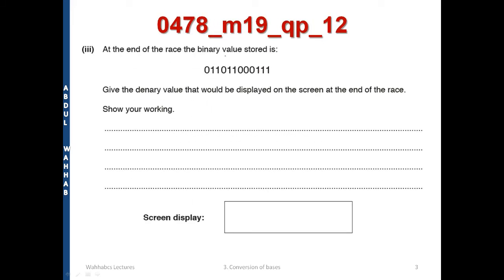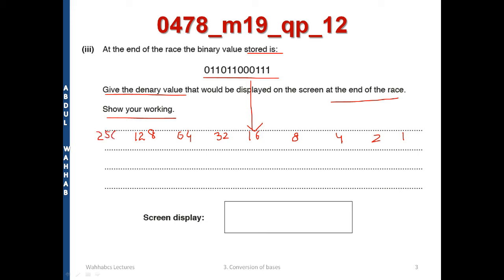At the end of the race, the binary value stored is this. Give the denary value that would display on the screen at the end of the race. Show your working. It means the same pattern will have to be written with the help of 1, 2, 4, 8, 16, 32, 64, 128, 256, and 512. Most probably it can increase as well.